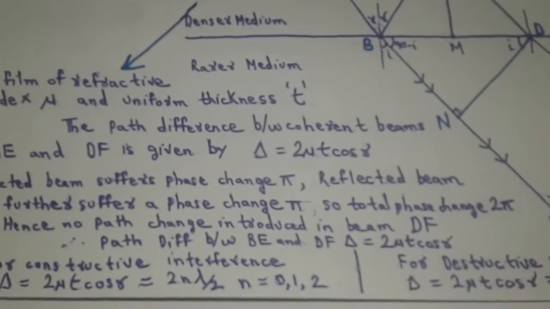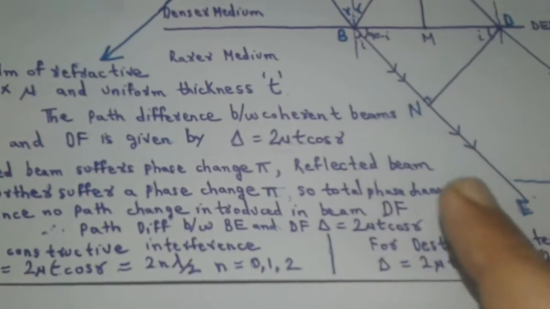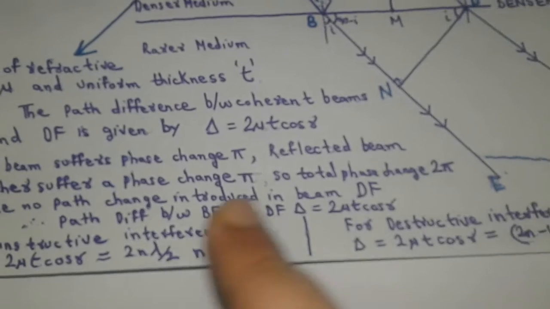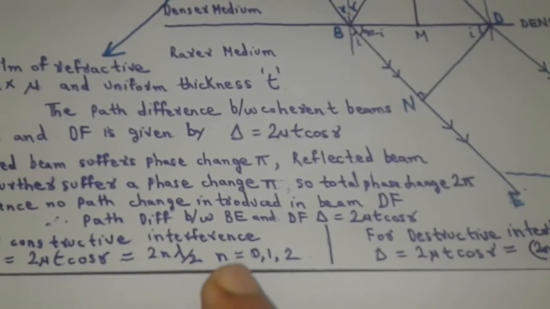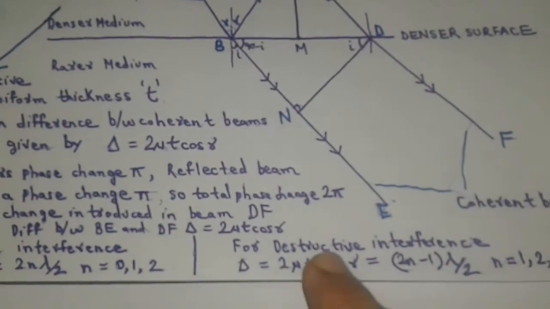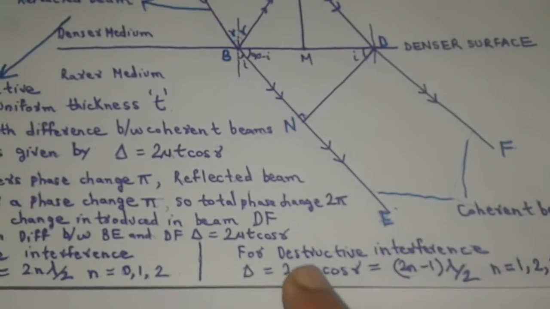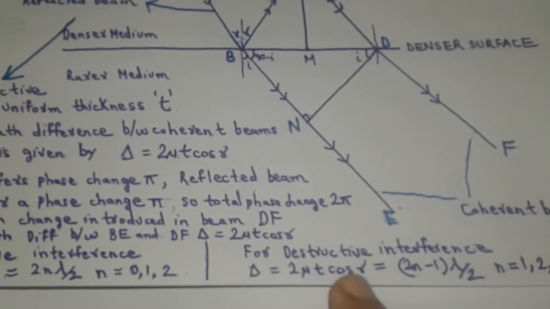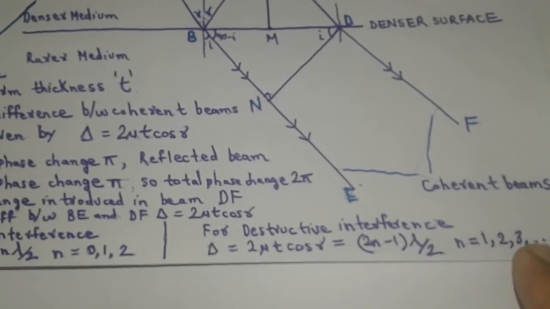To satisfy the condition of constructive interference or maxima, the path difference between coherent beams BE and DF will be 2 mu t cos r equal to 2n lambda by 2, for n equal to 0, 1, 2 and so on. On the other hand, to satisfy the condition of destructive interference or minima, the path difference between the two coherent beams will be 2 mu t cos r equal to (2n minus 1) lambda by 2, for n equal to 1, 2, 3 and so on.